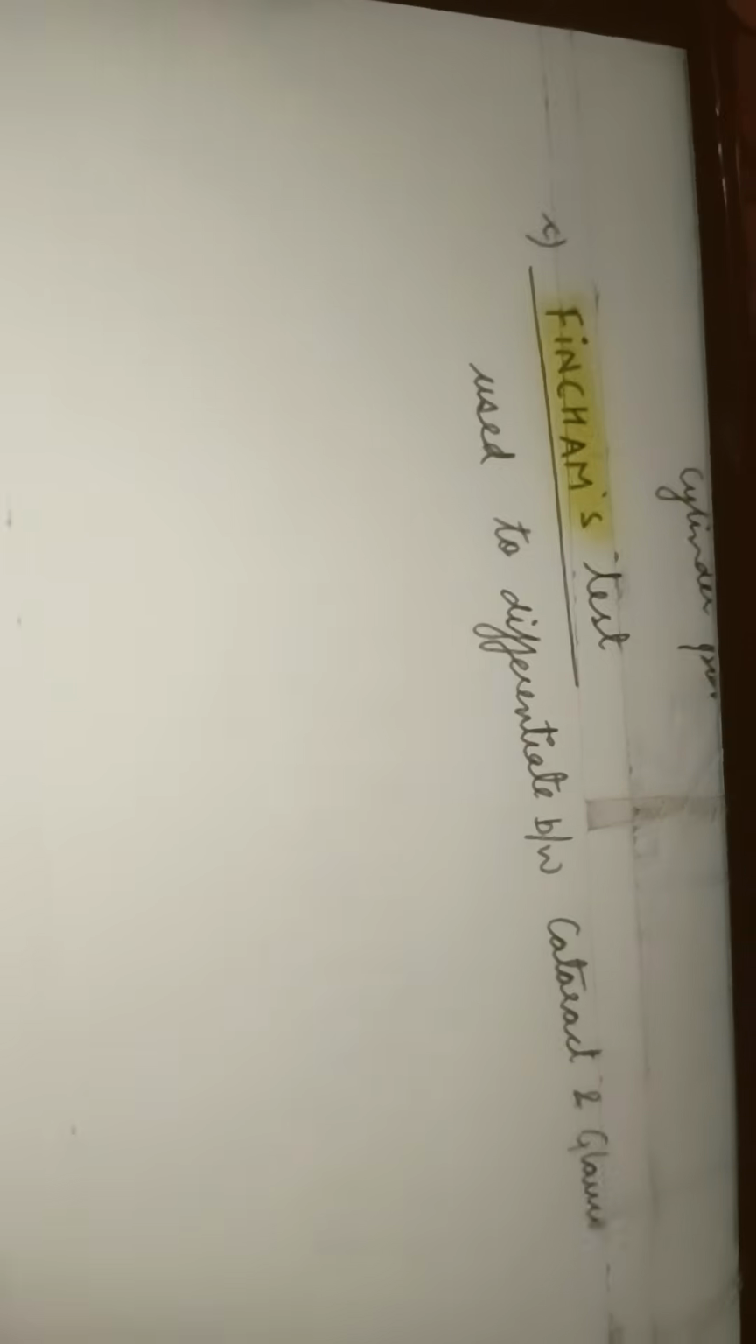It is used to differentiate between two conditions. What are the conditions? Cataract and glaucoma. In both cataract and glaucoma, the patient complains of seeing halos around light. Halos means rings, colored rings. The patient says, I can see a bulb, but along the bulb or along the source of light, I see some colored rings. Now, these can be seen in both cataract and glaucoma.